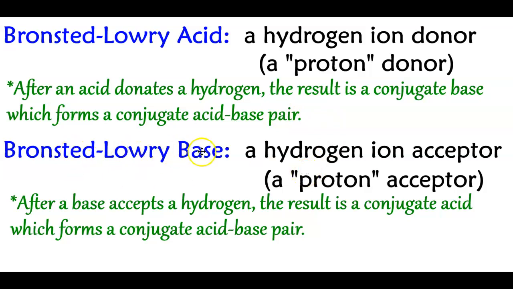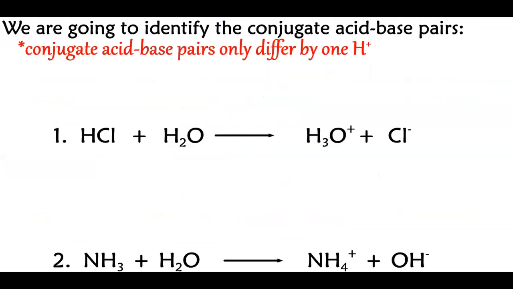A Bronsted-Lowry base is going to be a substance that is a hydrogen ion acceptor. And so we also call that a proton acceptor. So the hydrogen donates, the base accepts or receives. After a base accepts a hydrogen, the result of it is a conjugate acid, which together they form conjugate acid-base pairs. So we're going to identify the conjugate acid-base pairs in several examples.